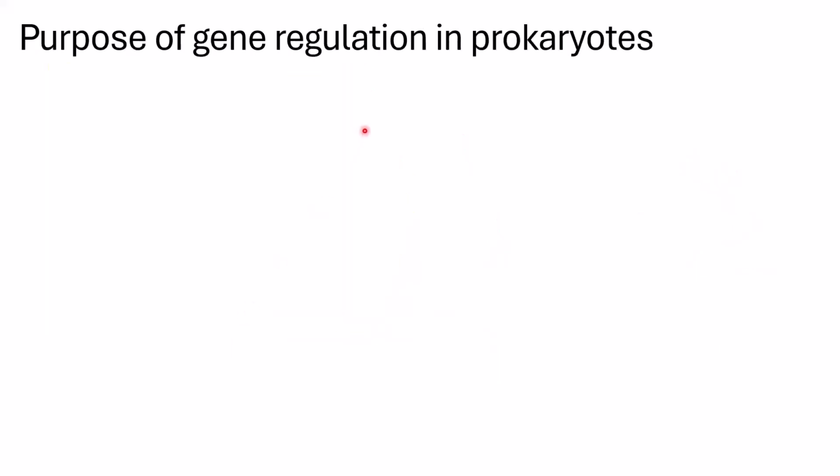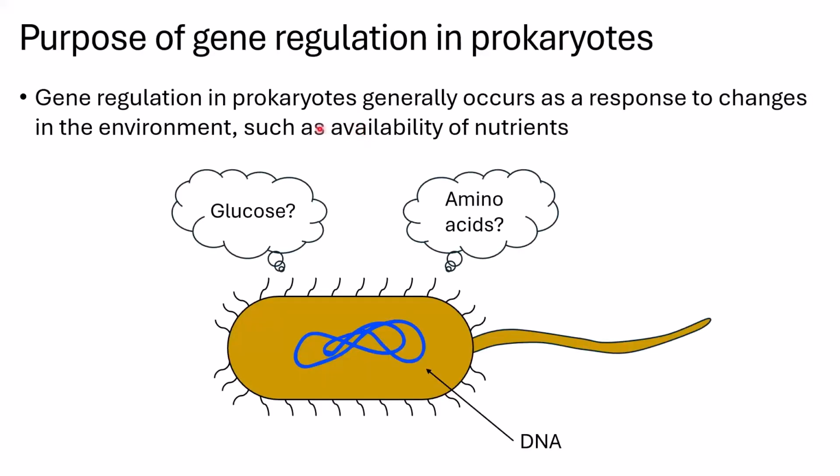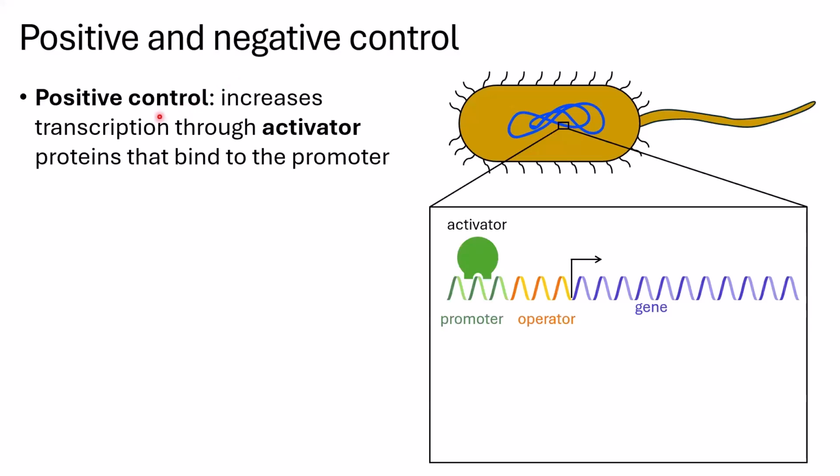Prokaryotes are unicellular and have relatively simple genomes. For them, the purpose of gene regulation is to help the prokaryote respond to environmental cues, such as availability of nutrition or stress. Control at the transcriptional level can be either positive or negative. Positive regulation is when an activator binds to the DNA, usually at the promoter of a gene, to increase transcription. This arrow represents the transcription start site, and the RNA polymerase is recruited by the activator to perform transcription.